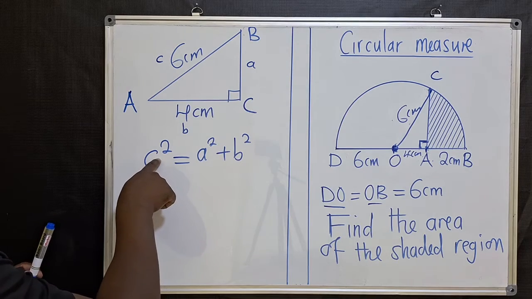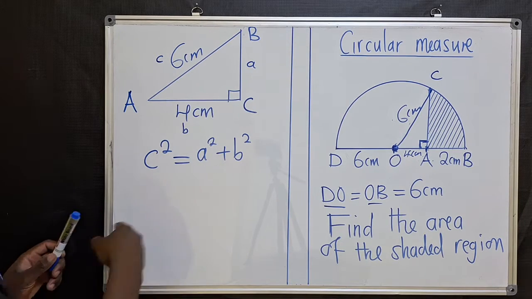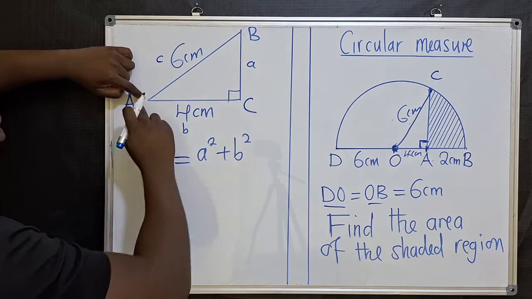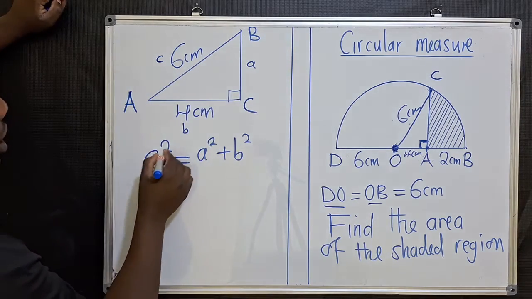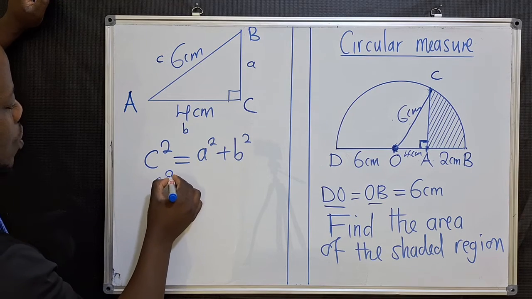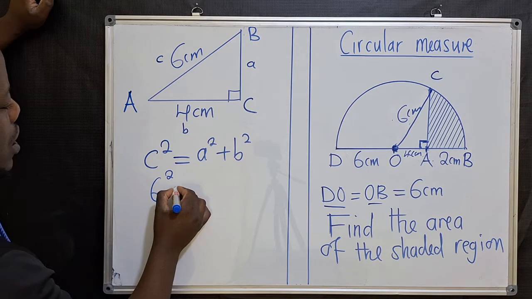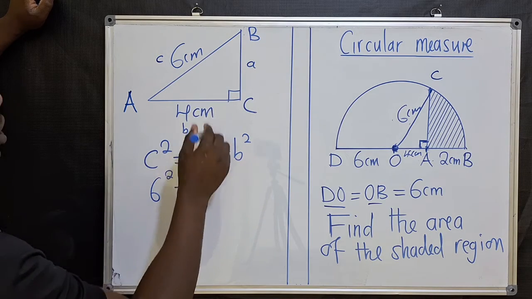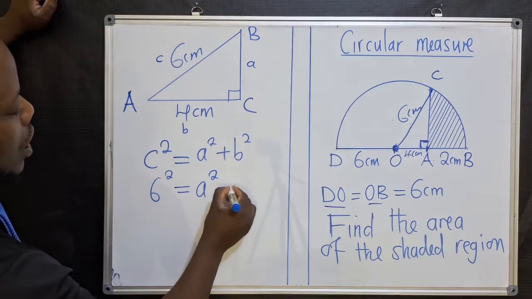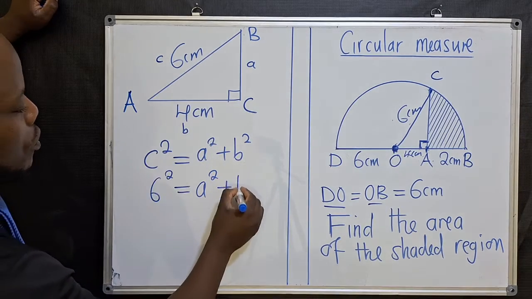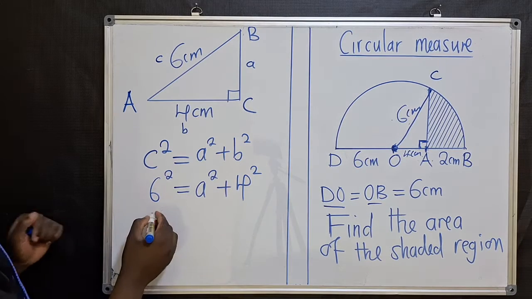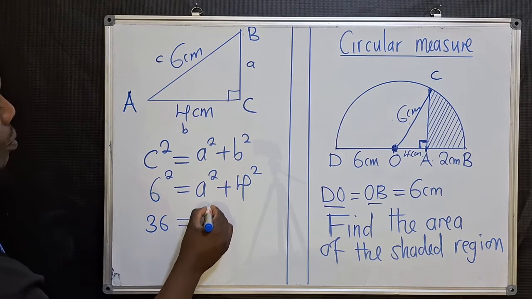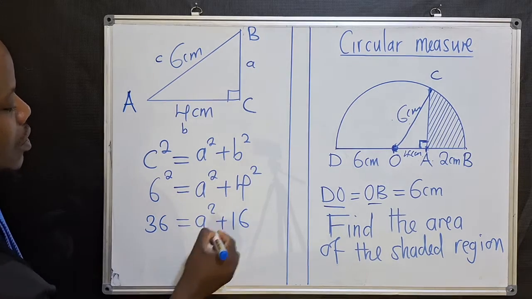So what is my c, a, and b? My small letter c will be the longest side, the hypotenuse. It will be 6 squared. Equal to, here my small letter a will be what I'm looking for, I will maintain it, and my b will be 4 power 2. Then I work things out. We have 36 is equal to a power 2 plus 16.